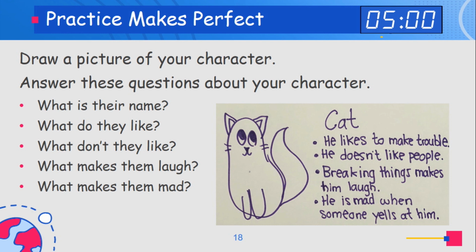Here's a character that I made called Cat. To answer the questions, I said he likes to make trouble. He doesn't like people. Breaking things makes him laugh. And he gets mad when someone yells at him for breaking things. To draw Cat, I just drew a shape, then added his face, ears, and a tail. Take 5 minutes to draw your character, then answer these questions about them.